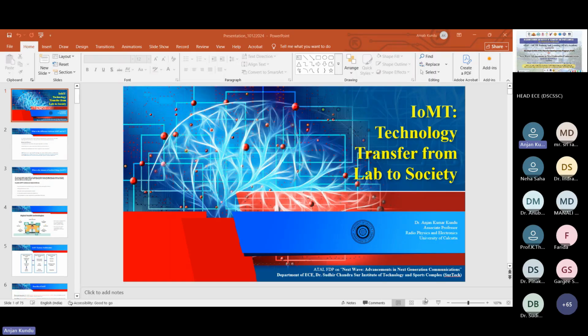In this lecture, how IoT works and how IoT involves us in various ways. That's why my topic is not only IoT, but the technology transfer from lab to society. Whatever we are doing in research in our lab, how can it serve our society through IoT? That's the main keyword in my lecture. Practically, how we can transfer the technology we are researching in our lab to serve the society. So let's start the lecture.